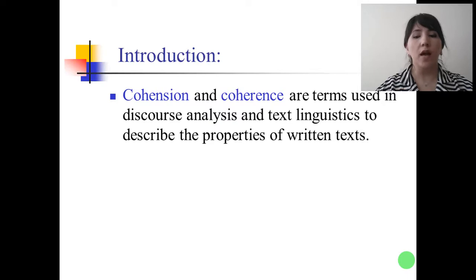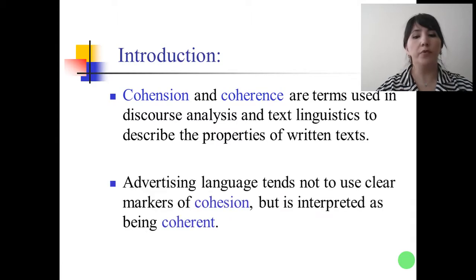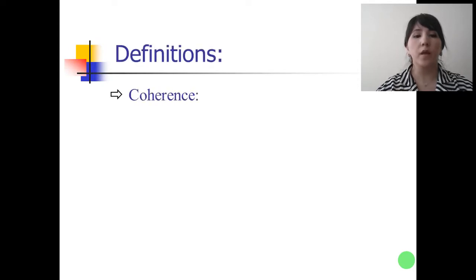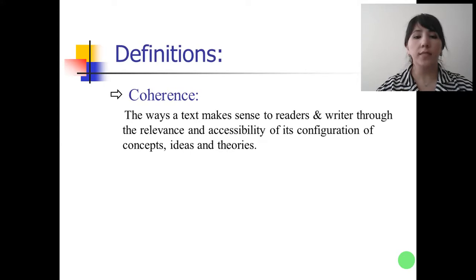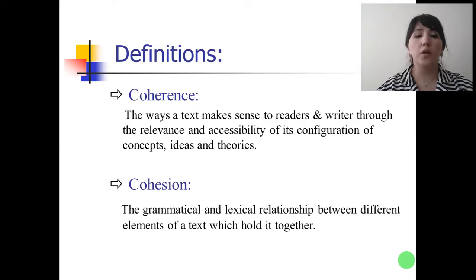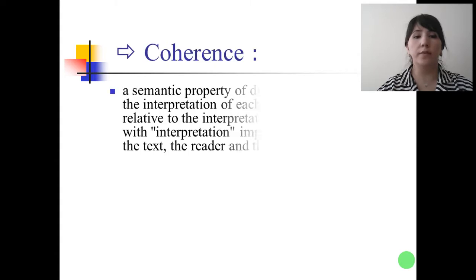Cohesion and coherence are terms used in discourse analysis and text linguistics to describe the properties of written texts. Advertising language tends not to use clear markers of cohesion, but is interpreted as being coherent. Coherence: the ways a text makes sense to readers and writers through the relevance and accessibility of its configuration of concepts, ideas, and theories. Cohesion: the grammatical and lexical relationship between different elements of a text which hold it together.